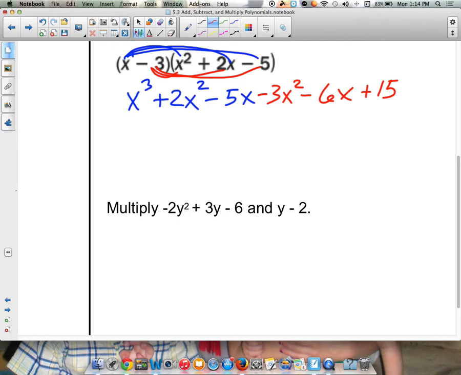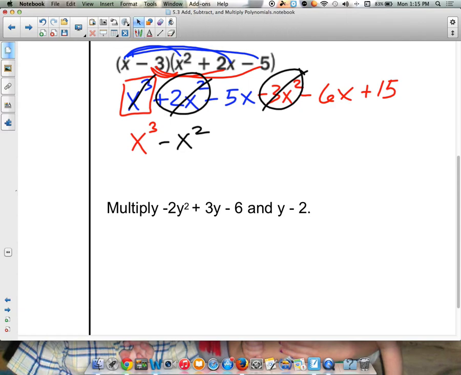So you distribute, and then you have to combine like terms. It starts out with an x cubed. I go through there: x squared, x to the first, constant. It doesn't have a like term, so I'm just going to bring it down. Then I have a plus 2x squared. And I look through here, and there's another x squared, a negative 3x squared. So 2 minus 3 is negative 1x squared.